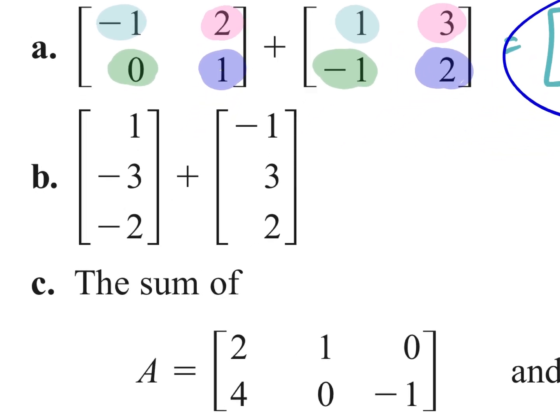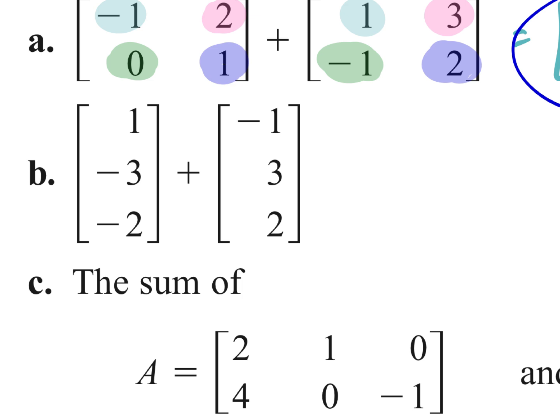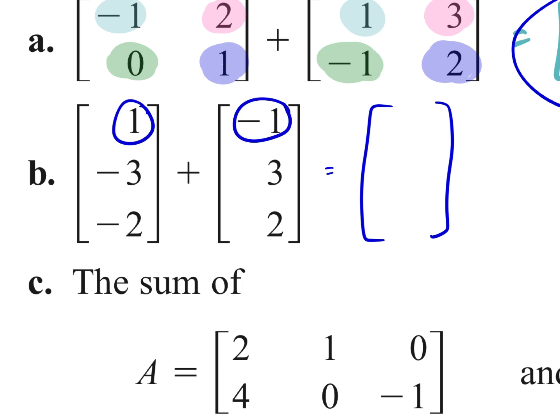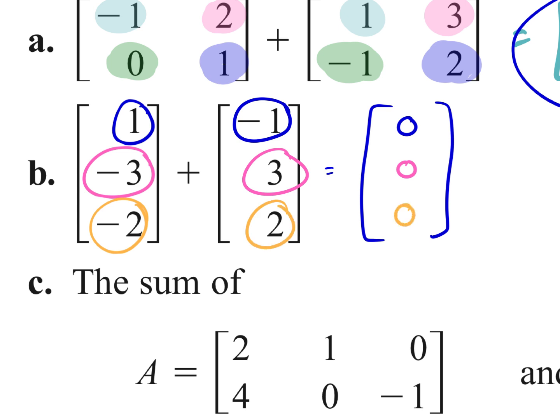For B, are our dimensions the same size? Yes, so we can add them together. We're going to add the numbers in the same spot. So 1 plus -1 would be 0. -3 plus 3 would be 0. And -2 plus 2, 0.